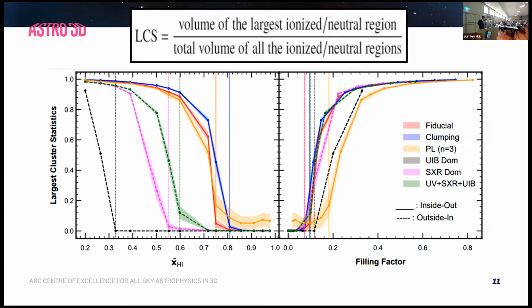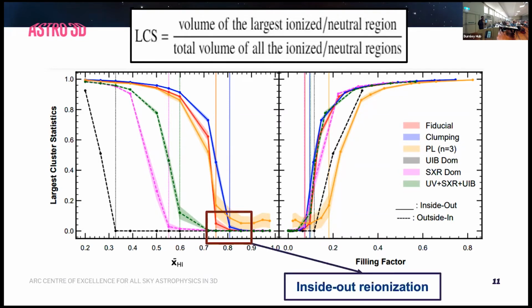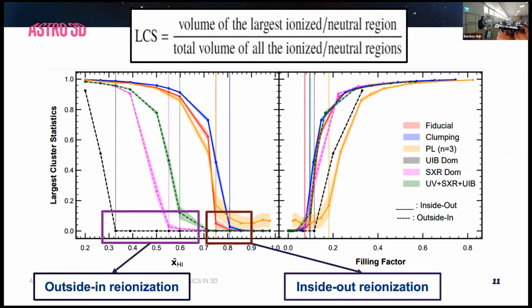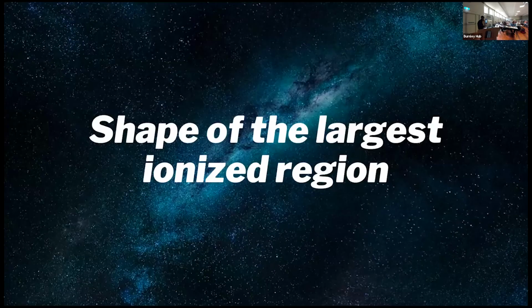So if we follow the evolution of LCS along with the percolation, we can somehow distinguish between the scenarios, and especially we can categorize them into two broad categories of reionization, which are inside-out and outside-in. In inside-out, the high-density regions are ionized first, then the lower-density regions are ionized, and the opposite happens in outside-in. Here, the right-hand plot just shows the fact that at the end of reionization, we will have the maximum contribution from our largest ionized region to our filling factor.